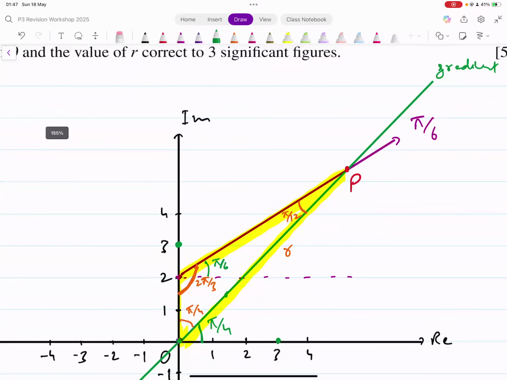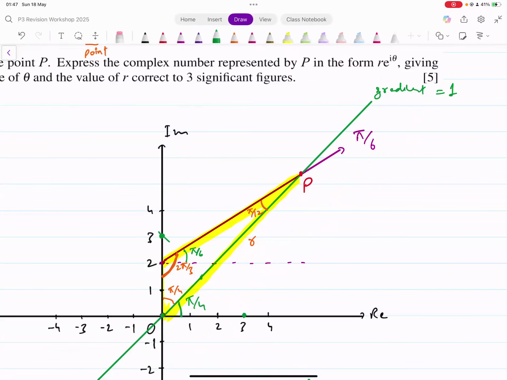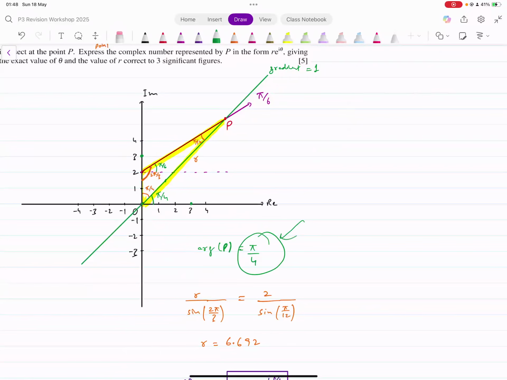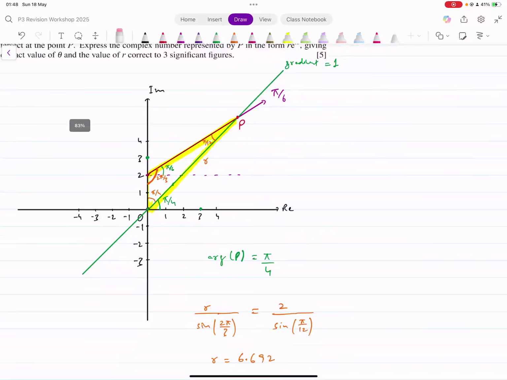Do we know the angle? Since we knew that the perpendicular bisector of this original line had a gradient of -1, its negative reciprocal would be a gradient of 1. Gradient of 1 lines have an angle of pi over 4. So we know that this angle is pi over 4, right? It's the y equals x line, as we said. The angle is 45 degrees or pi over 4. So the argument has to be pi over 4. We know that, right? What about the modulus?